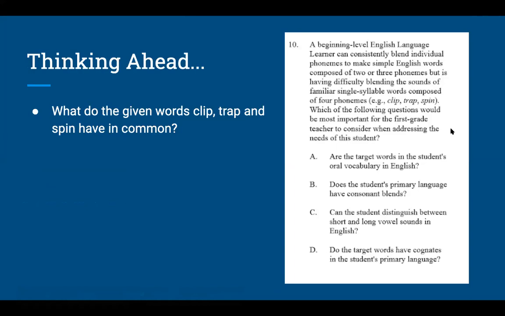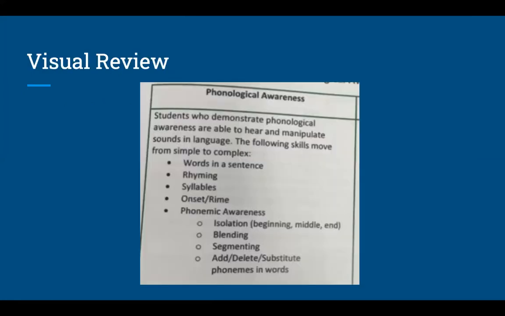With clip, trap, and spin, the reason that those are consonant blends is because we outwardly say the k and the l in clip. We outwardly hear and say the t and the r in trap, and then we outwardly hear the s and the p in spin. So then just another visual review for phonological awareness. It's very similar to your umbrella, just set out in a less complex way.